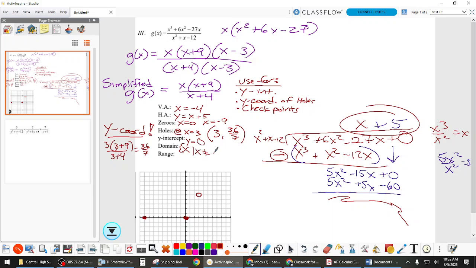Except what would we have? Negative 4 and 3. Range, kick out anything that's horizontal asymptotes. So in this case, it doesn't have a horizontal asymptote, so it's just all numbers are fine. Okay, so range, kick out horizontal asymptotes.